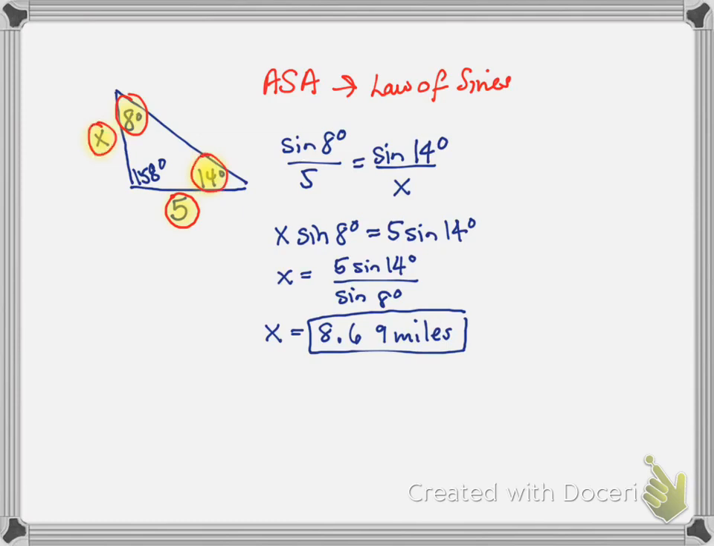If you cross multiply, you get x times sine of 8 degrees equals 5 times sine of 14 degrees. Isolating x by itself, you get 5 sine of 14 degrees over sine of 8 degrees. Make sure that your calculator is in degree mode. When you get your final answer, you'll see that x equals 8.69 miles. And that's how you do number 28.